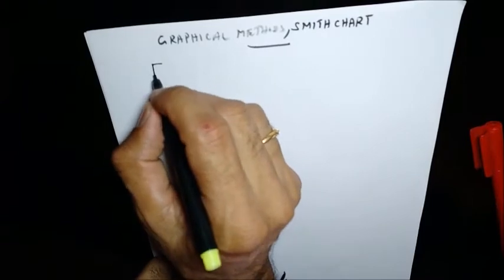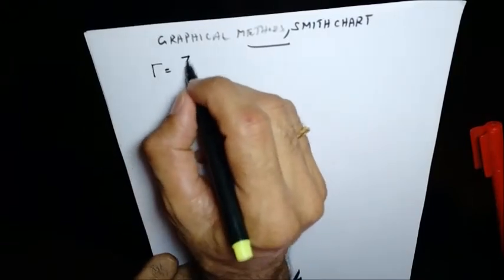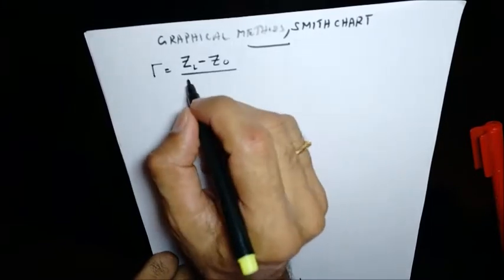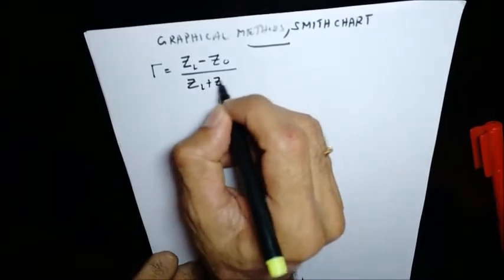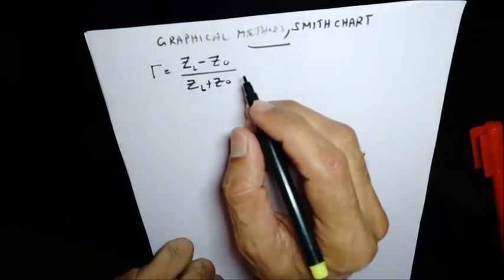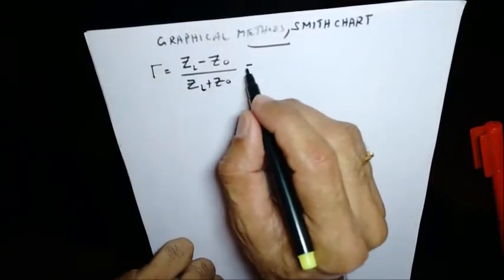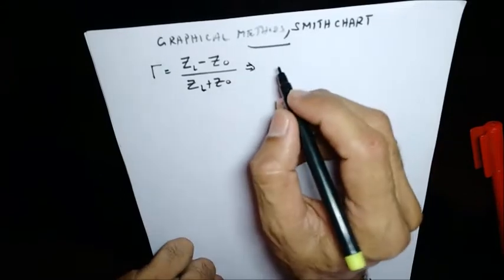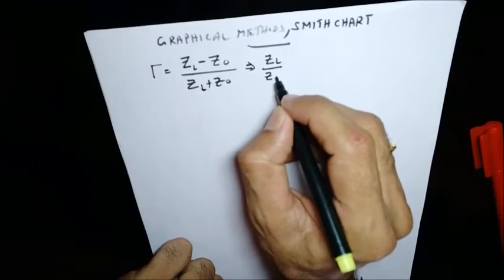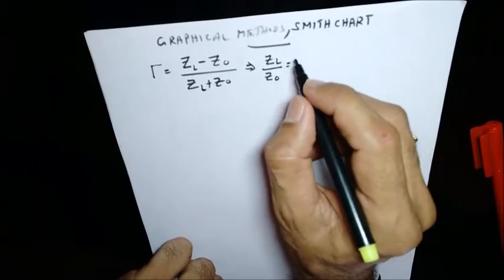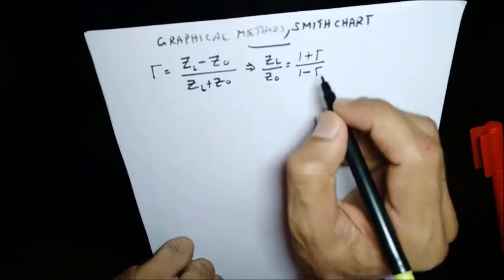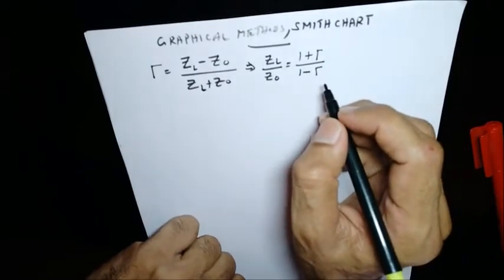So we know that the reflection coefficient is given by ZL minus Z0 divided by ZL plus Z0. ZL is the load impedance, Z0 is the characteristic impedance. Now you can rearrange this and write ZL by Z0 as equal to 1 plus gamma divided by 1 minus gamma, the reflection coefficient.